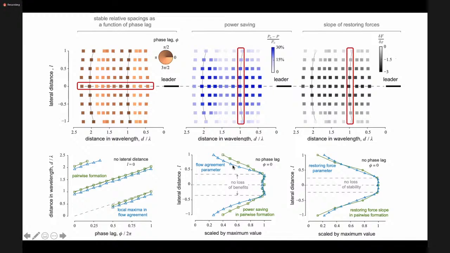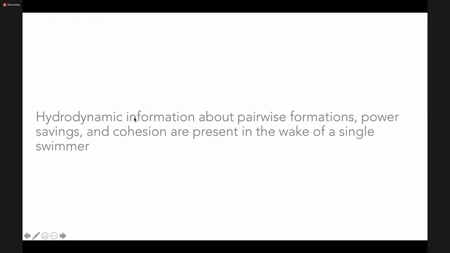And the same with predicting the power reduction. You cannot predict exactly the amount of power reduction, but you see a correlation between where the agreement parameter is large versus where the energy savings are large. So there is a direct correlation, and you don't know exactly how much energy saving you get, but you know that you will get some energy saving when the flow agreement parameter is positive. And the last thing is that from this reduced order model, you can also predict the stability of the formation itself. And I just want to conclude by saying that this hydrodynamic information about pairwise formation, power saving, and cohesion are all present in the wake of the single swimmer.